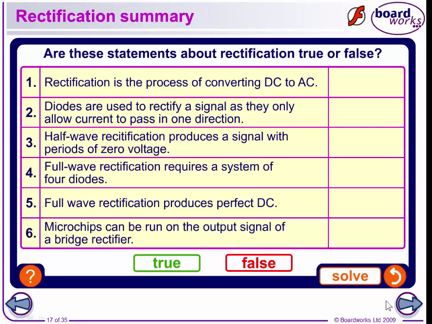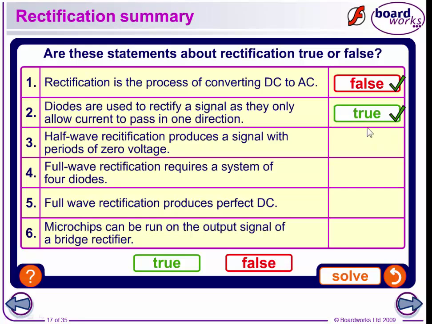So let's have a look at these statements. Rectification is the process of converting DC to AC. False. It's the opposite. It's from AC to DC. Diodes are used to rectify a signal as they only allow current to pass in one direction. True.